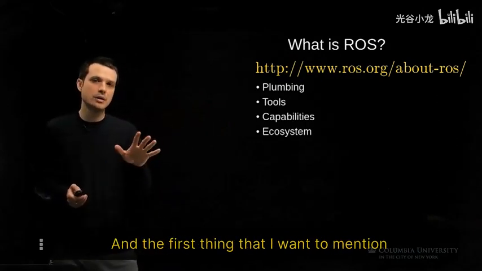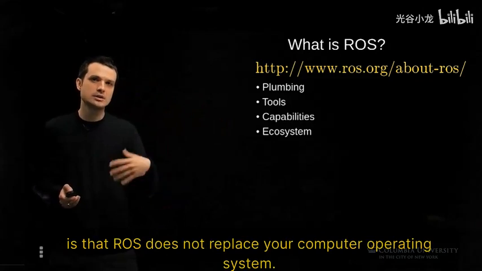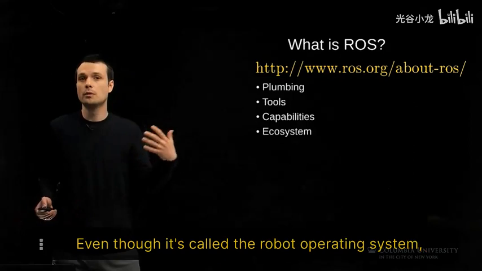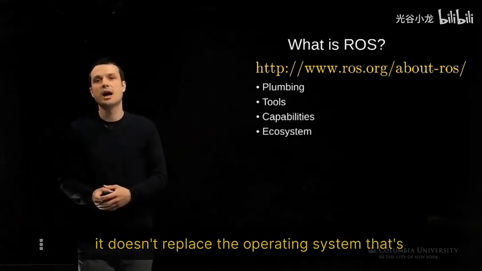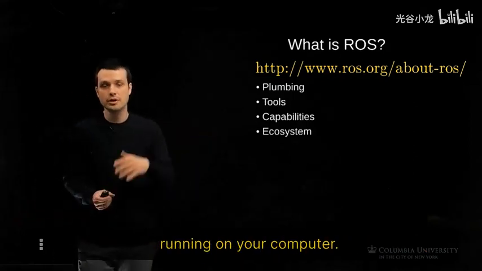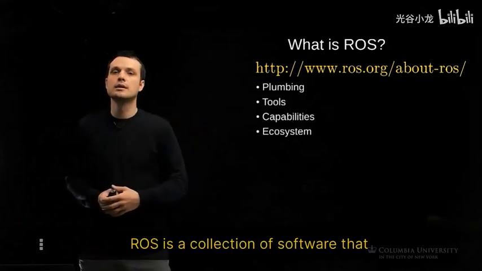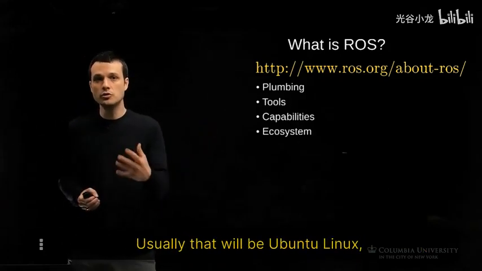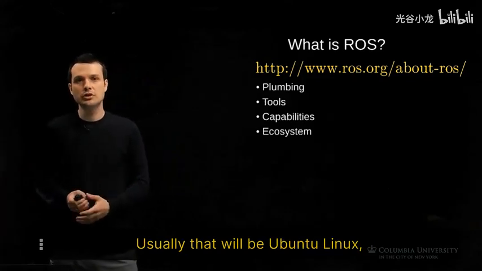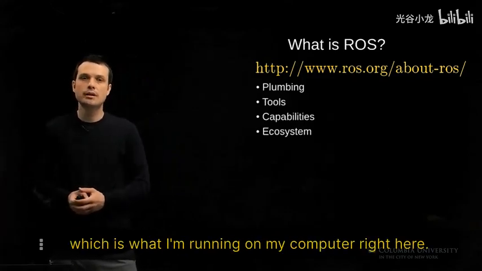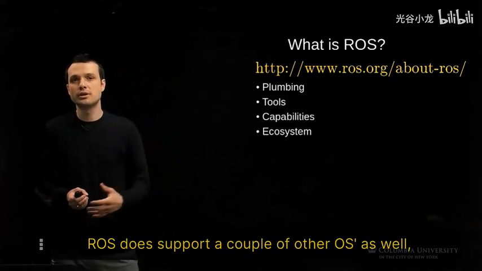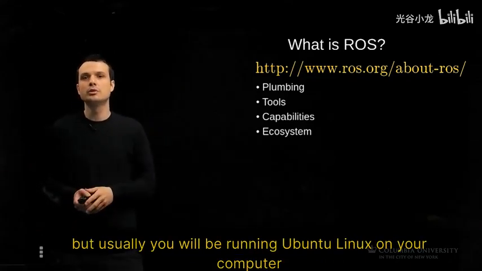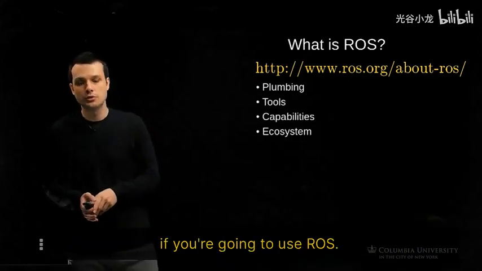The first thing I want to mention is that ROS does not replace your computer operating system. Even though it's called the Robot Operating System, it doesn't replace the operating system that's running on your computer. ROS is a collection of software that runs on top of the operating system you are running. Usually, that will be Ubuntu Linux, which is what I'm running on my computer right here. ROS does support a couple of other operating systems as well, but usually you will be running Ubuntu Linux if you're going to use ROS.